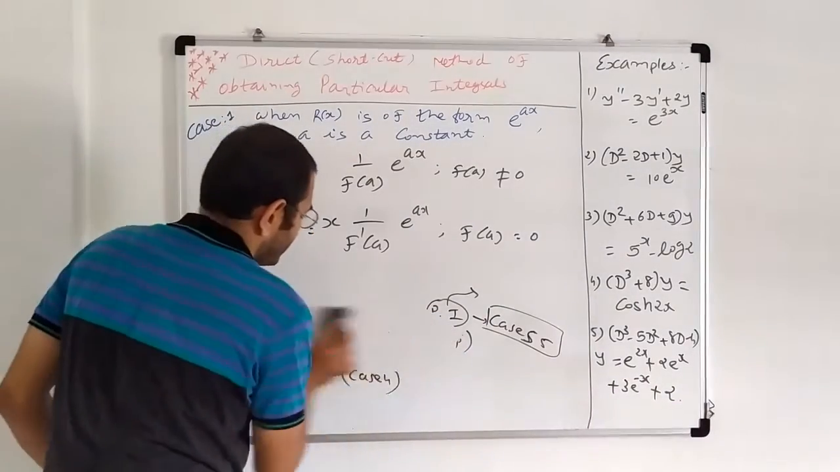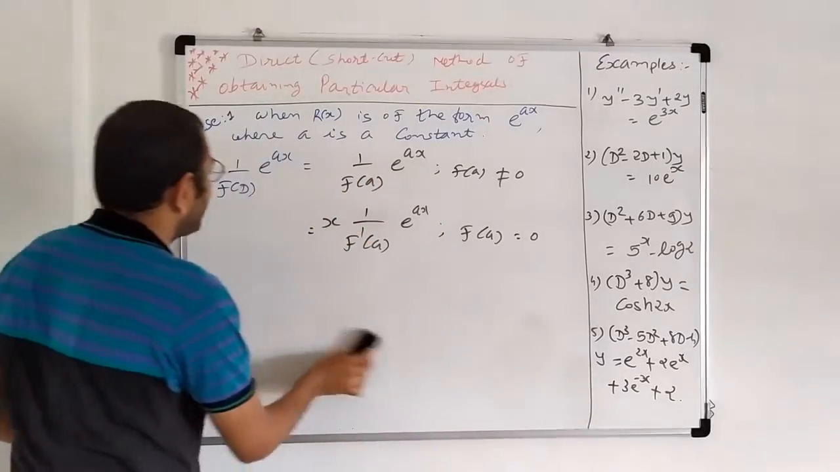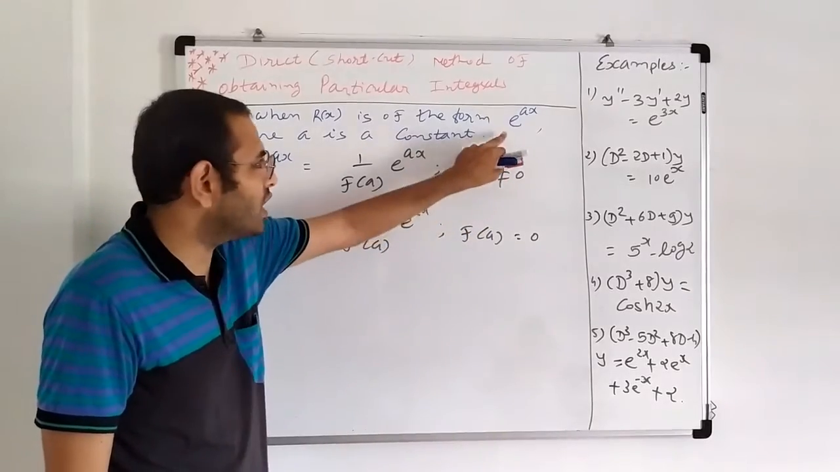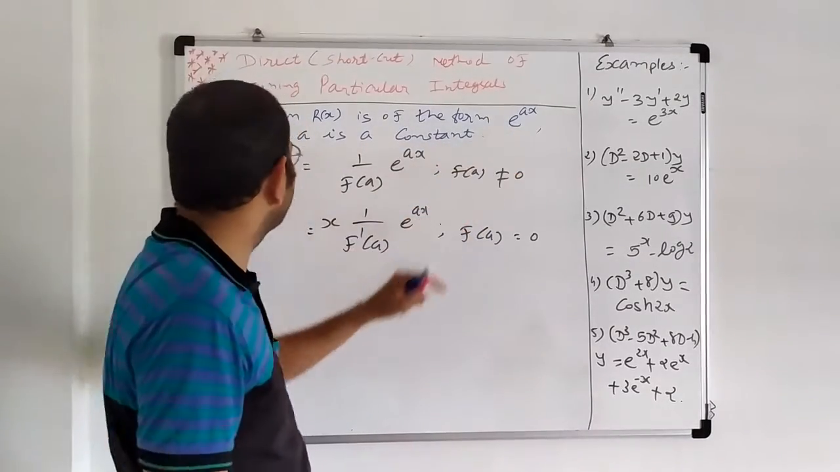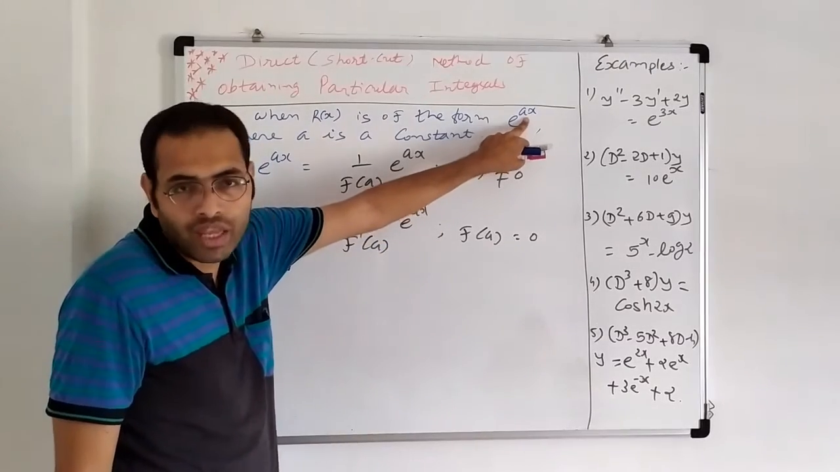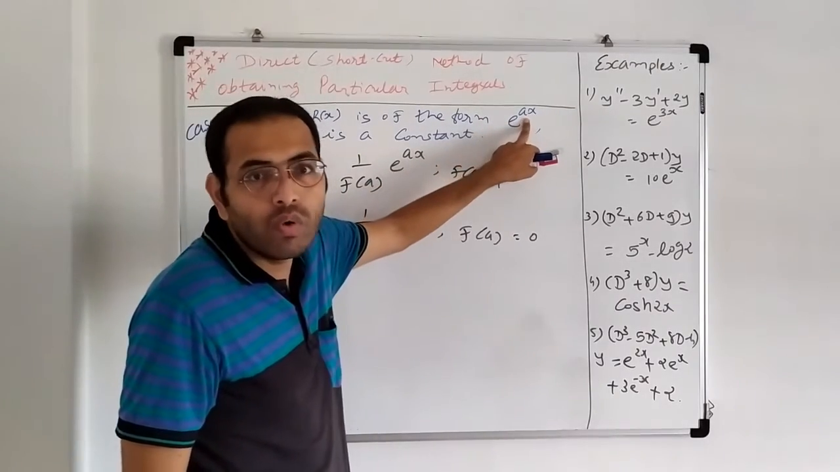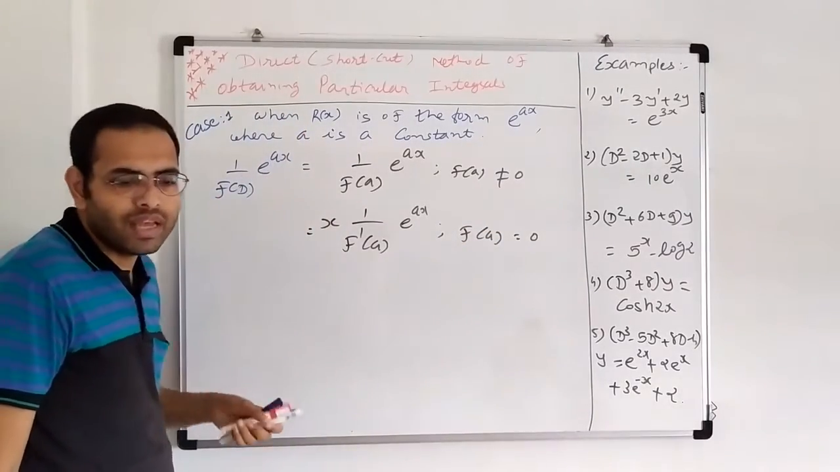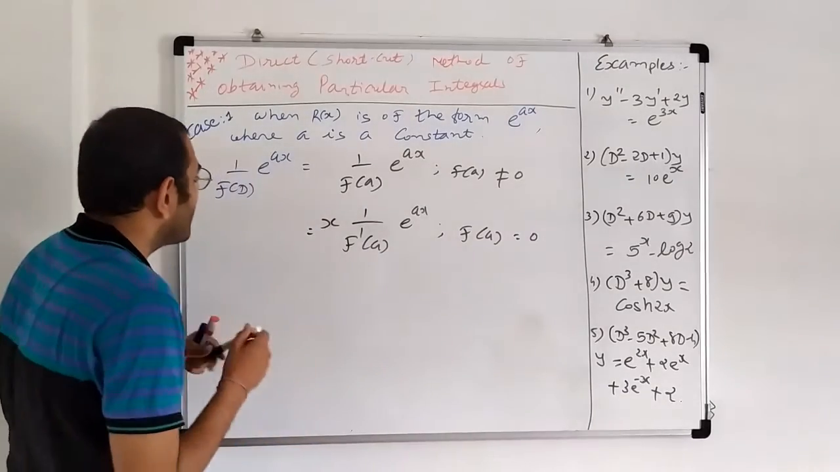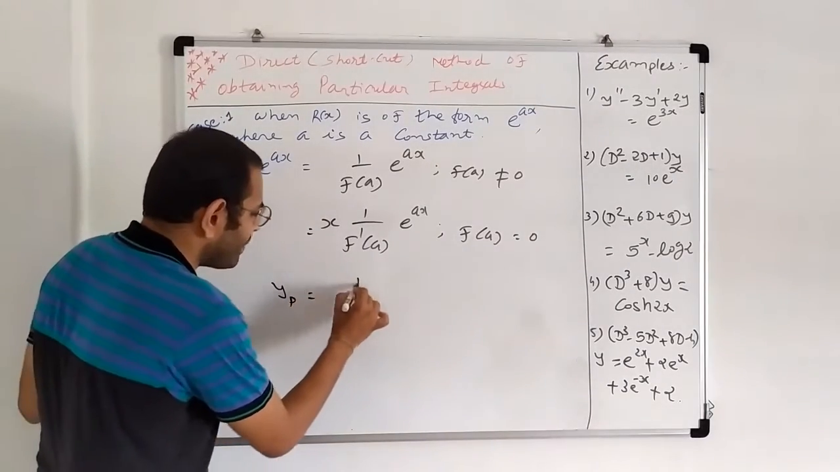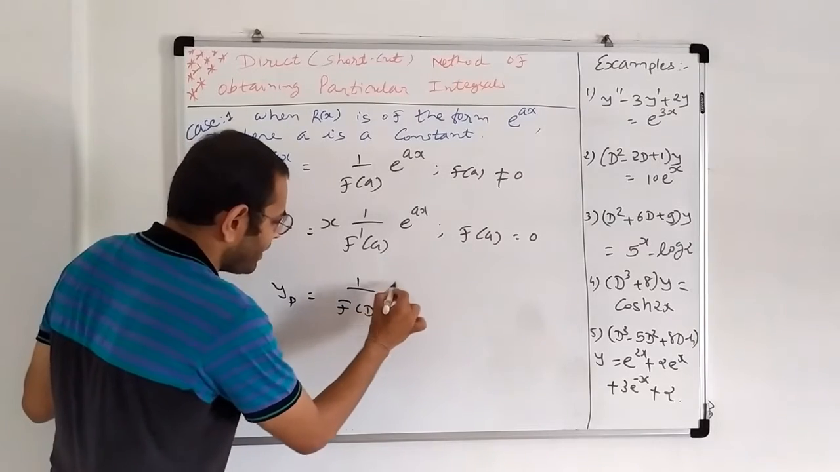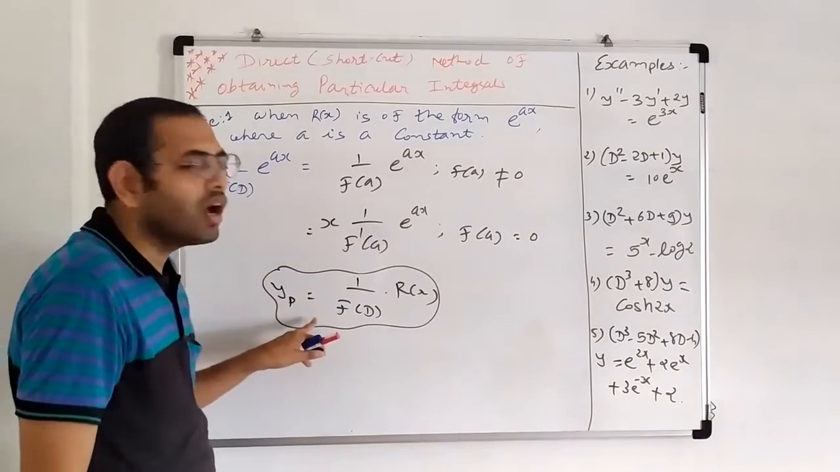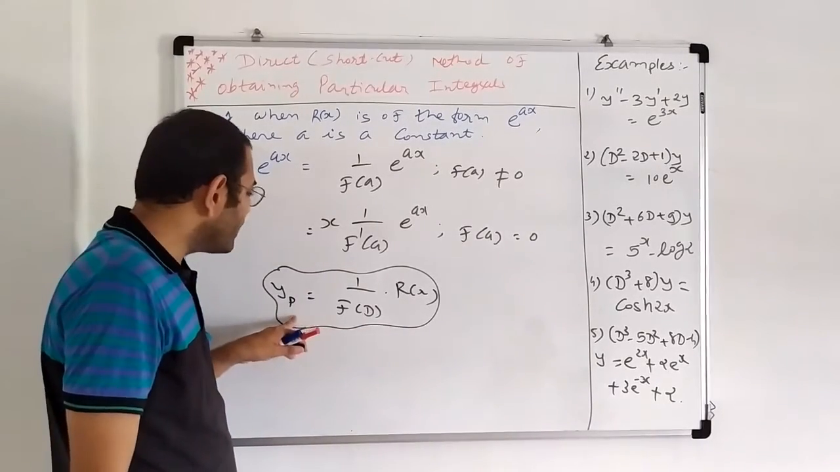The first case for finding the particular integral is when r of x is of the form of an exponential function, e raised to ax, where a is any constant, positive, negative, whatever. Then 1 upon f of D into r of x is the formula of YP. To find the particular integral, 1 upon f of D into r of x. That is the formula of the particular integral.